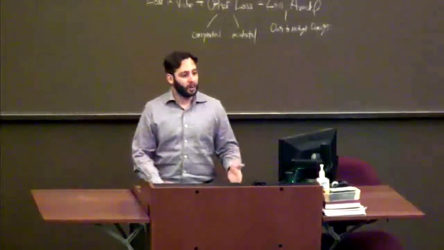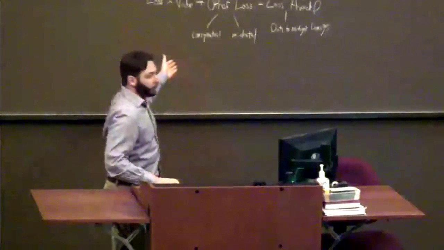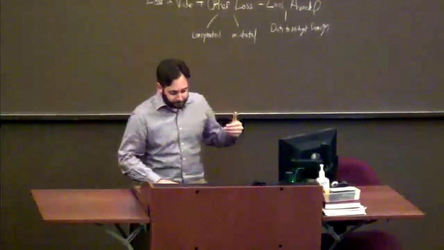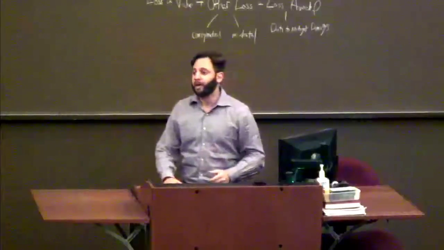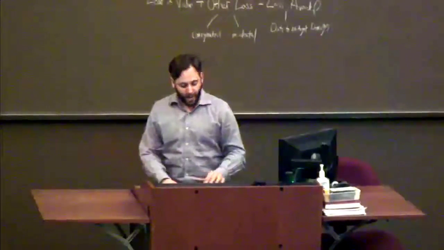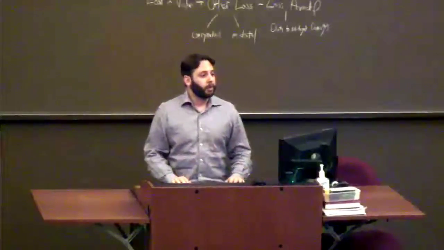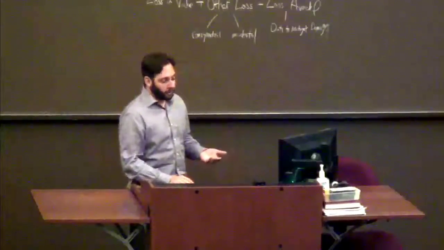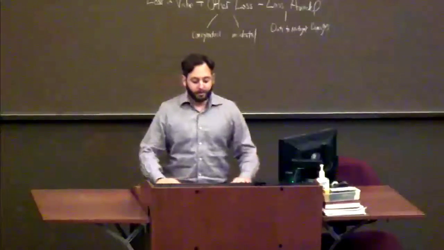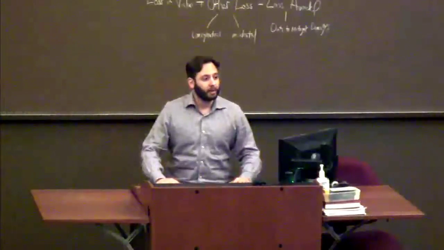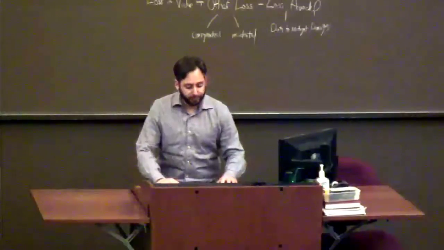The most common remedy, and the one I've put on the board because of its commonality, and we'll spend the most time on, is expectation damages, which require the promisor to pay an amount of money that would put the promisee, or the injured party, in the position the promisee would have been had the contract actually been performed.